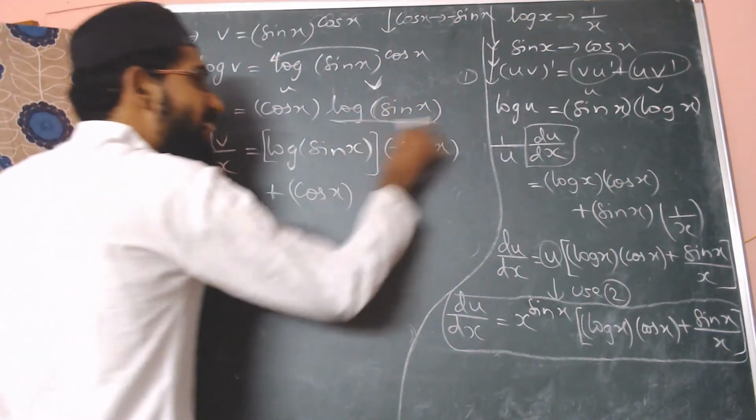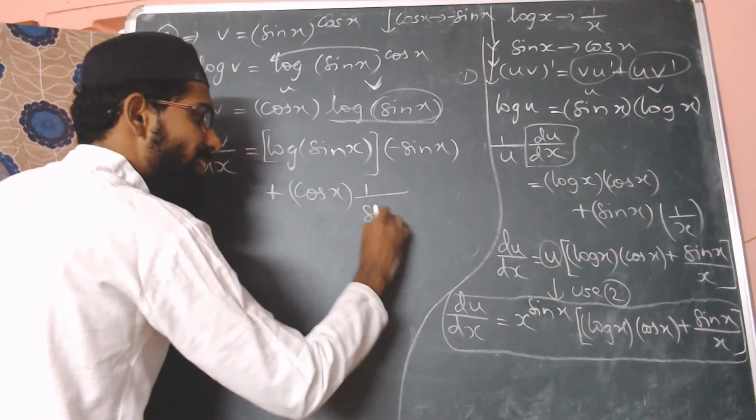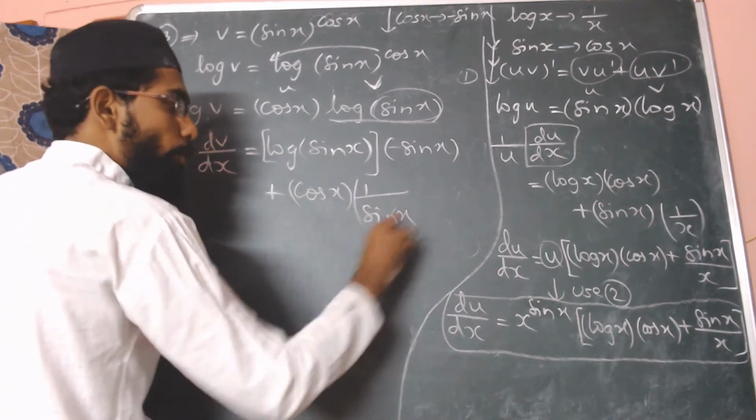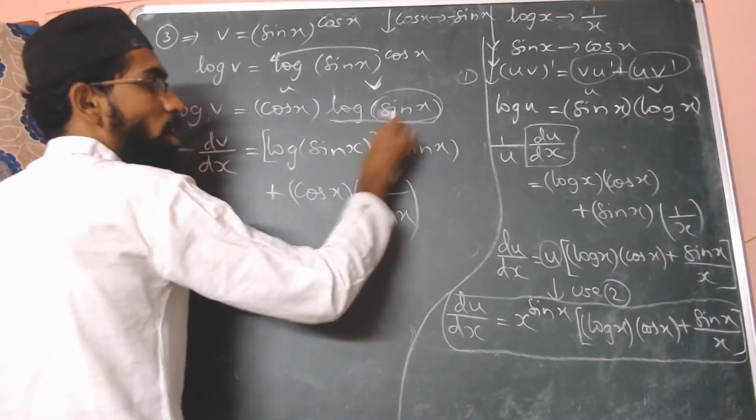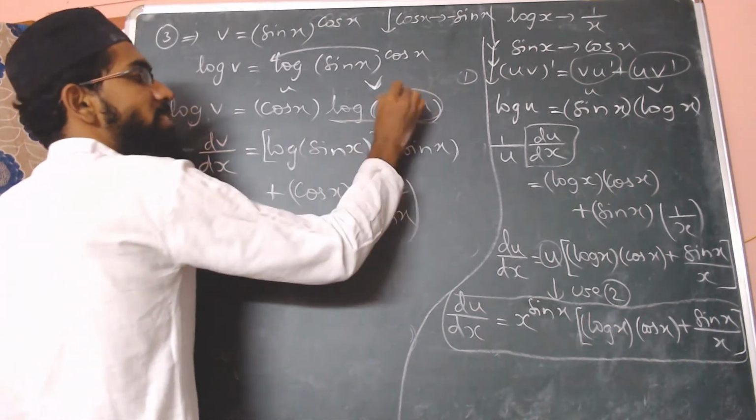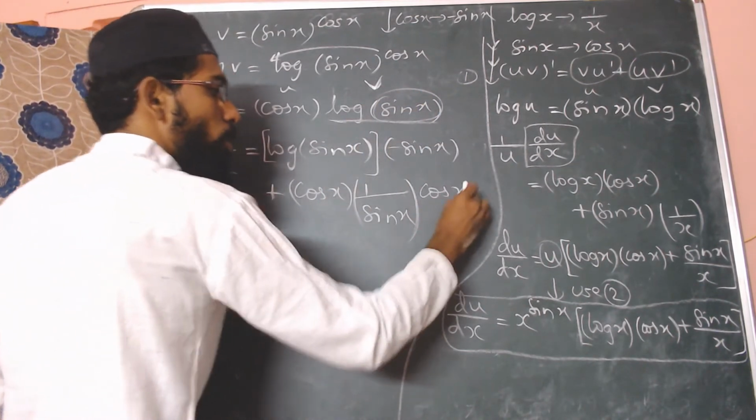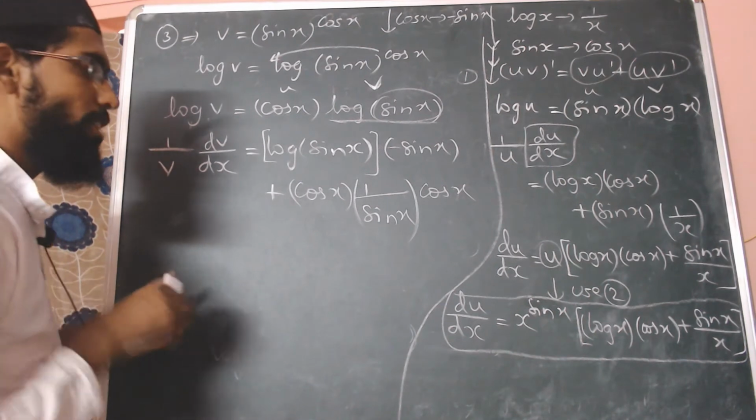Log of sin x, 1 by sin x into... now, derivative of sin x is what? Log of something, 1 by something. That's now differentiate this something. Derivative of sin x is cos x. Derivative of sin x is what? Cos x. So that's it.